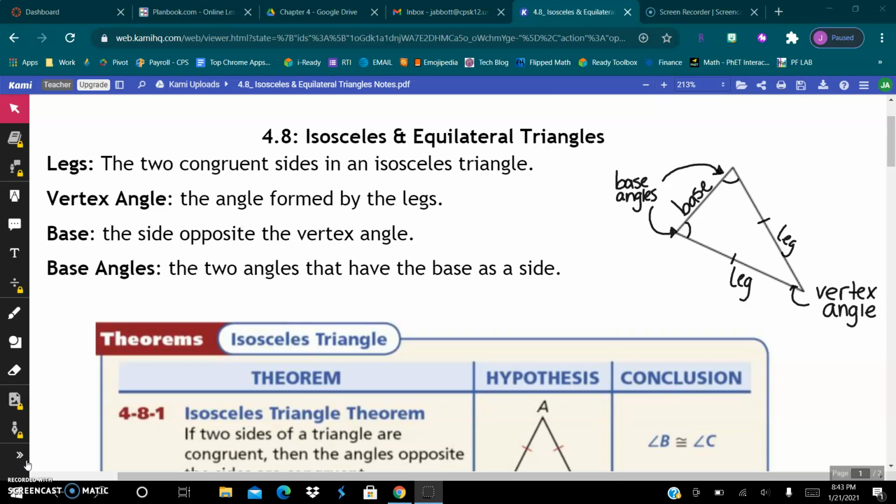So off to the right-hand side there, you can see I have drawn an isosceles triangle and labeled all of those parts.